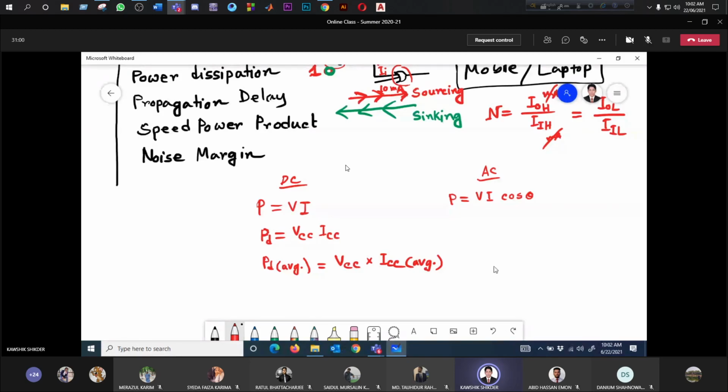So how can you calculate the ICC average? Do you know the formula to calculate any average value? Not for ICC, any average value.